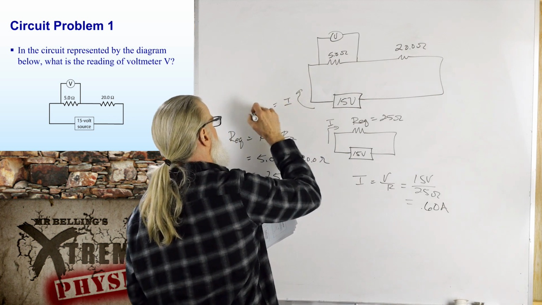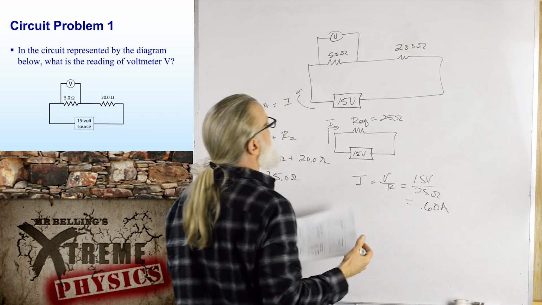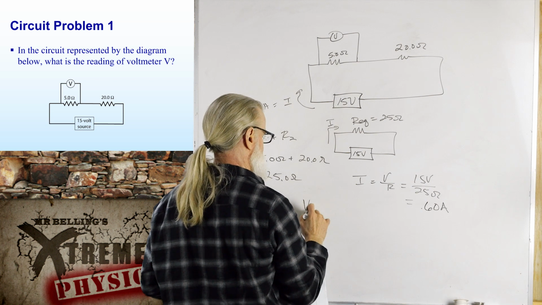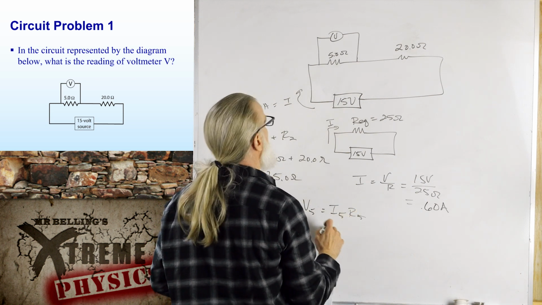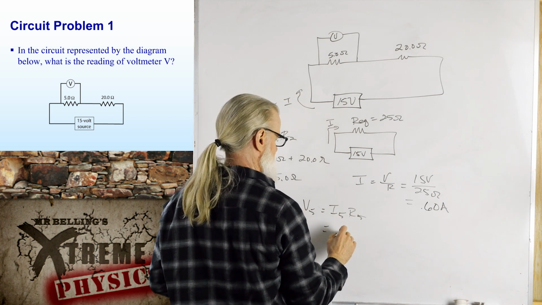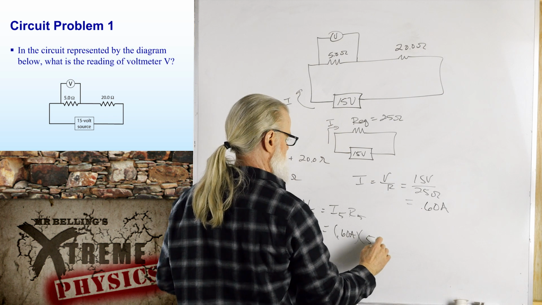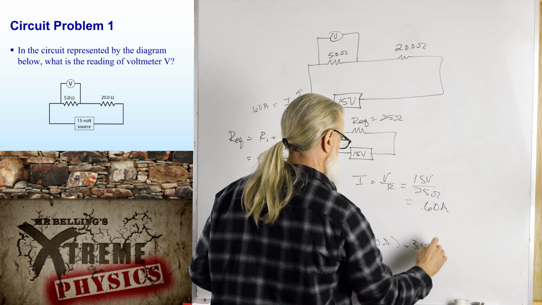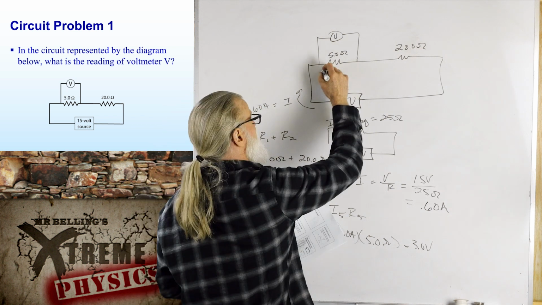So 0.6 amps flowing through there. All right, so let's calculate the voltage across there. Voltage across the 5 equals I5 R5. What do we got? 0.6 amps times 5 ohms. Is that 3 volts? Yeah, I think that's 3 volts.